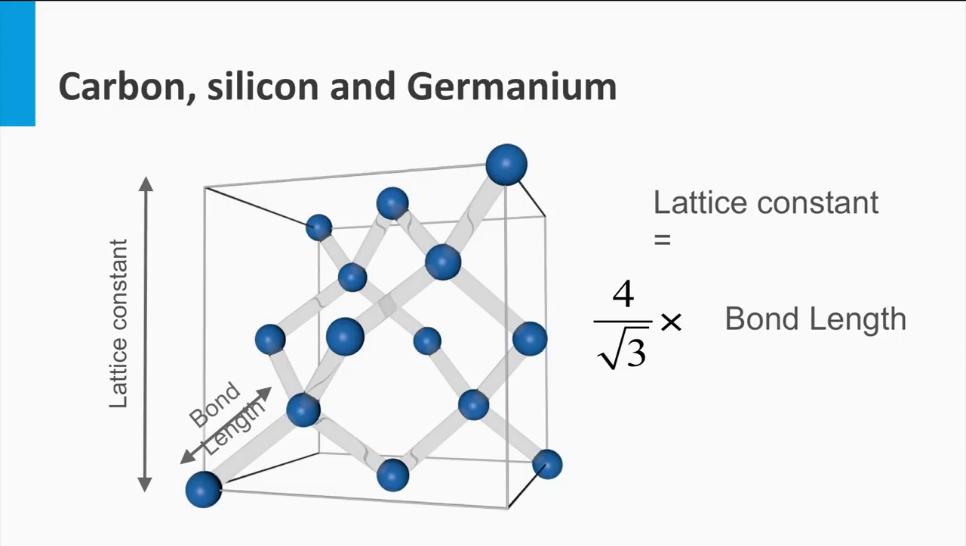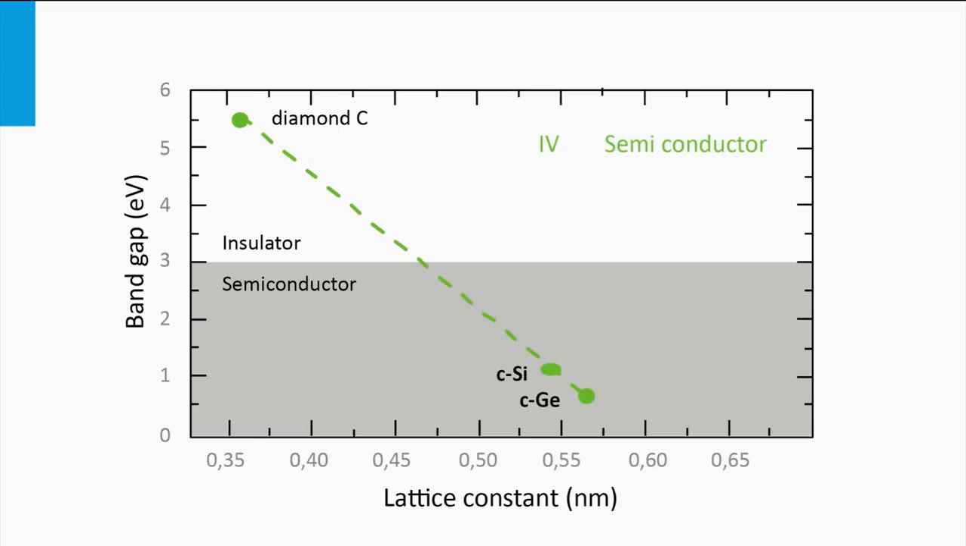In the next graph, we plot the band gap of crystalline carbon, silicon and germanium versus the lattice constant. Crystalline carbon is another name for diamond. We indeed see that the band gap is very large for diamond, as diamond has the smallest lattice constant.